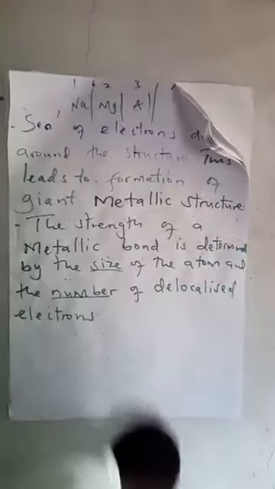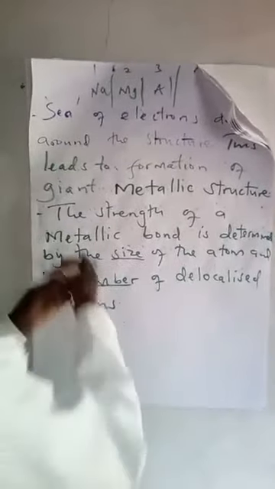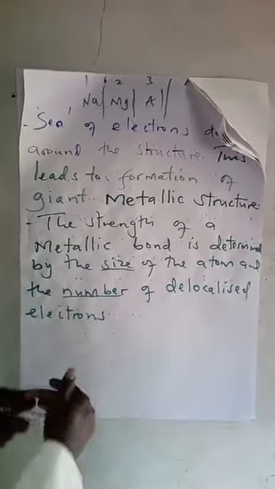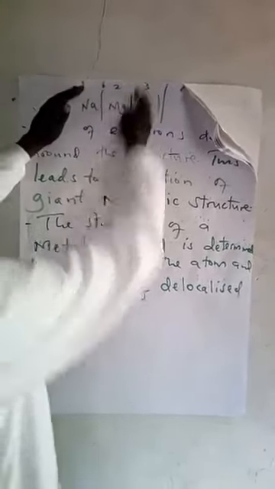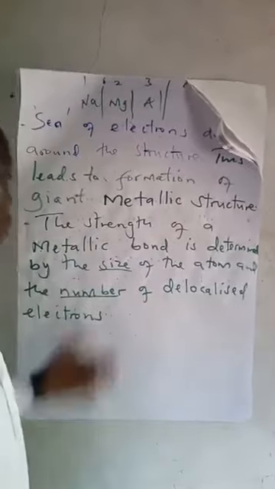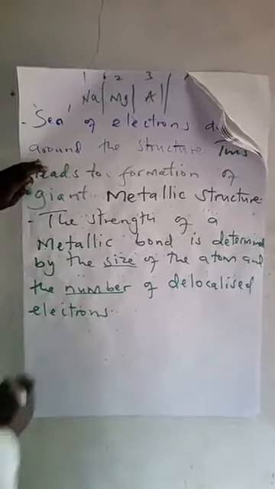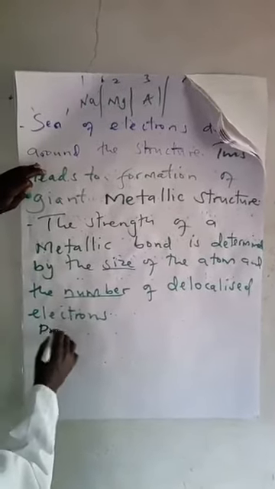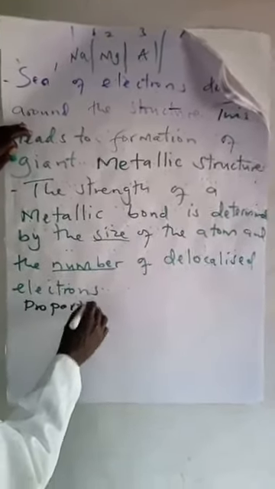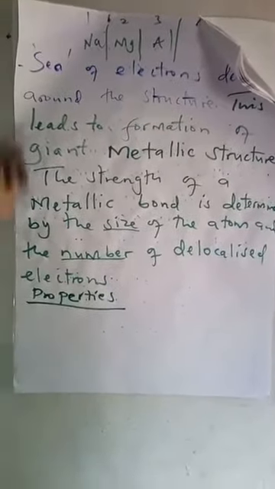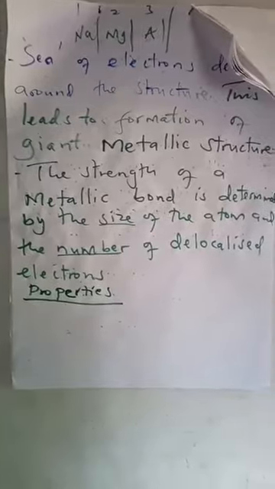The next one after aluminium is silicon, and silicon is a non-metal. So group 1, group 2 and group 3 are what we are talking about; they have a metallic bond. Now, the properties of these metallic bonded structures.